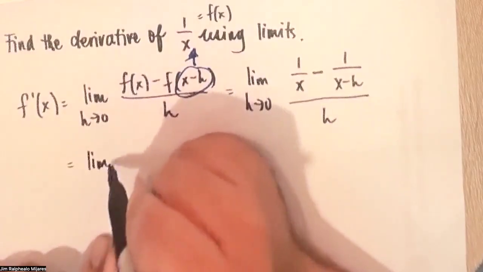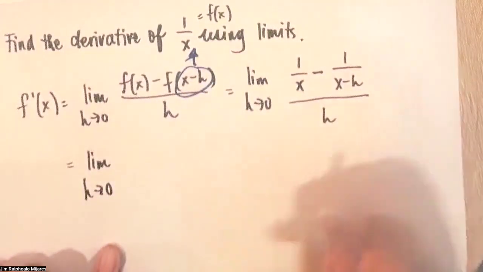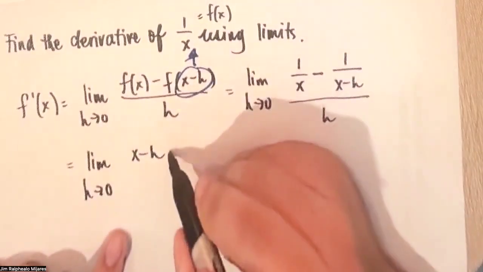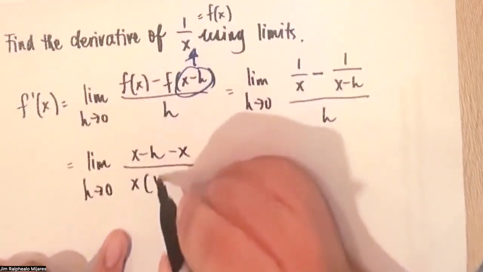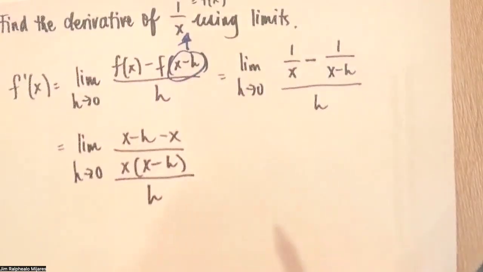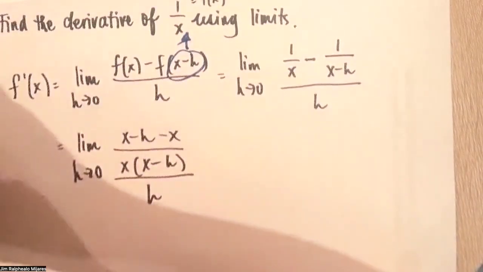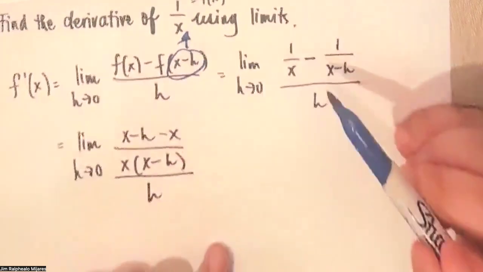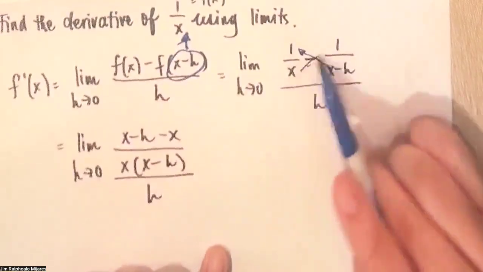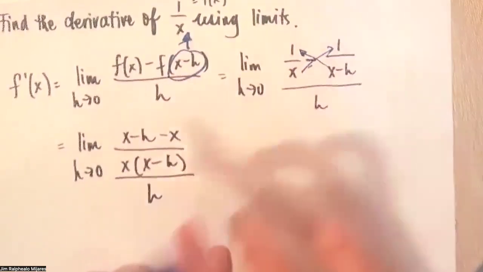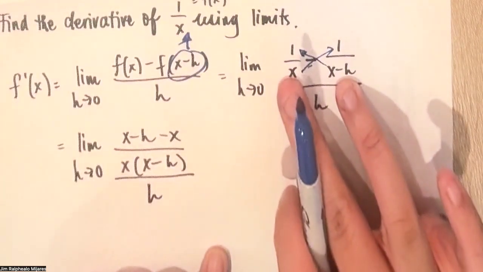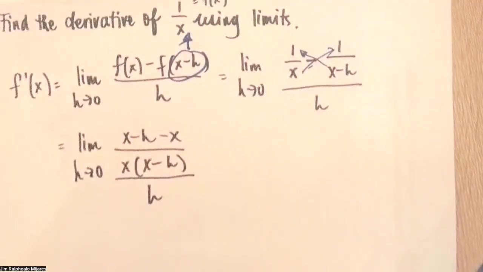This is equal to the limit as h approaches 0 of, you can simplify it using your favorite method. Right? So the way I do this is using what we call a butterfly method. I multiply this side to get x minus h. I multiply this side to get negative x. Then the denominator is just the product x times x minus h. Then of course it's all over h.